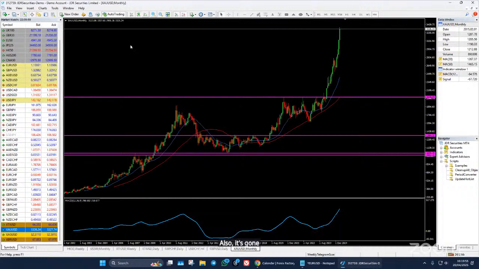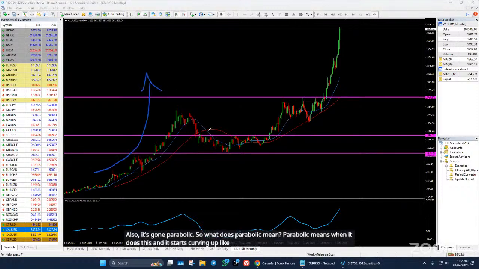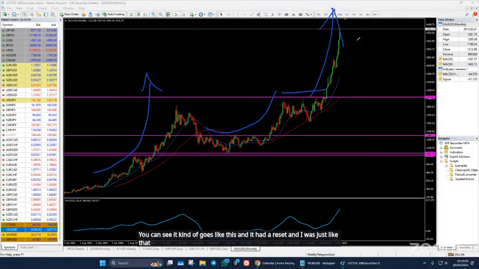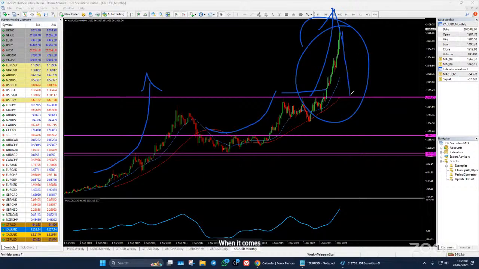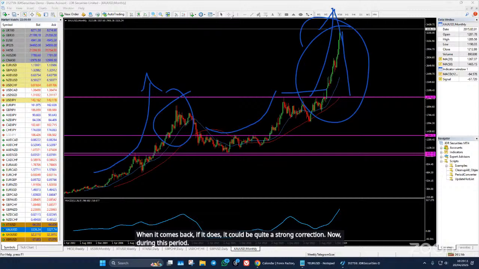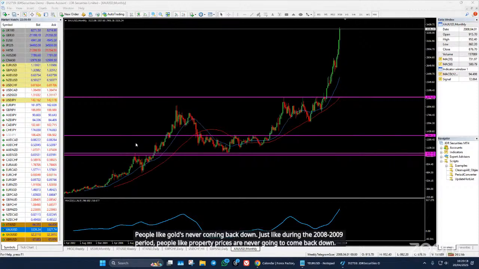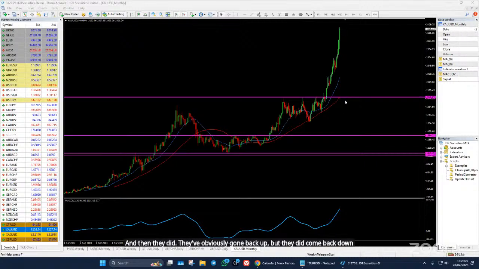Also, it's gone parabolic. What does parabolic mean? Parabolic means when it starts curving up like that. You can see it goes like this, then it had a reset, and now it's just like that. So this is 100% bubble territory. When it comes back, if it does, it could be quite a strong correction. During this period, people say gold's never coming back down. Just like during the 2008, 2009 period, people said property prices are never going to come back down. And then they did. Now they've obviously gone back up, but they did come back down. So at some point, I would expect this to come back down.